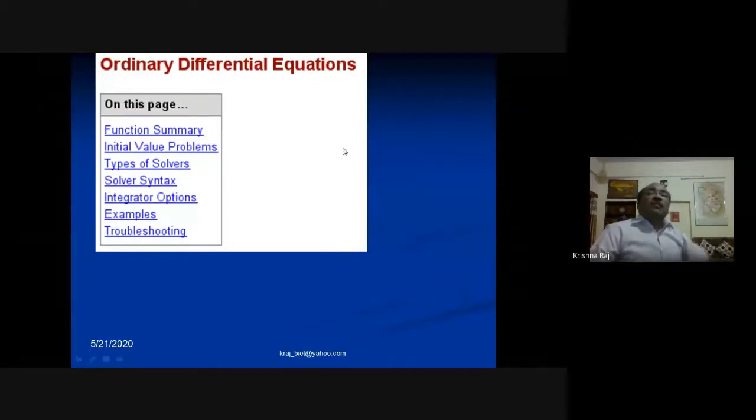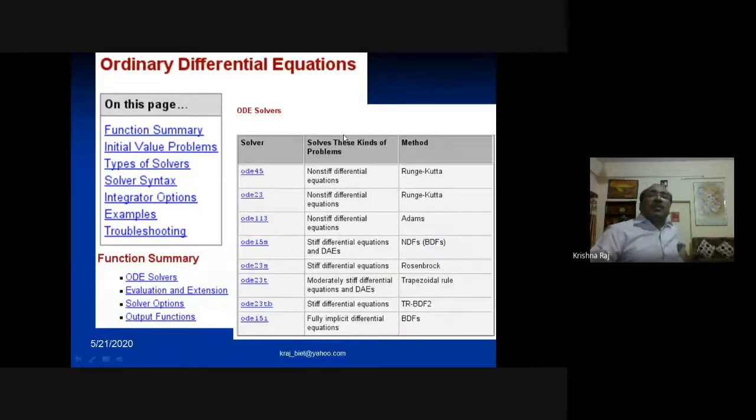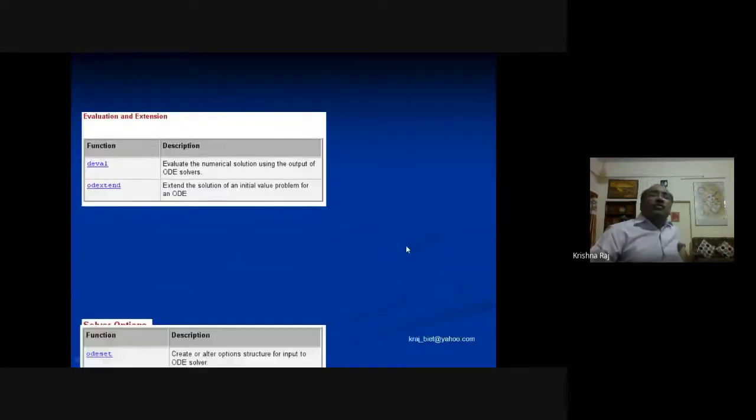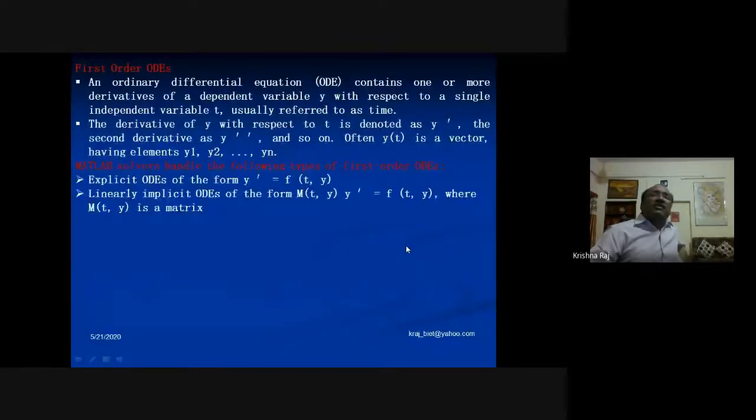Now see here, we have discussed these ordinary differential equations, that there are different solvers depending upon the different methods. So we have already covered these things, and I'm just skipping this one. If there is an ordinary differential equation, then that will be written in this form, that is the first order differential equation, y' = f(t,y). And if we are interested in the implicit differential equation, then this will be written as M(t,y) multiplied by y', where M is a matrix.